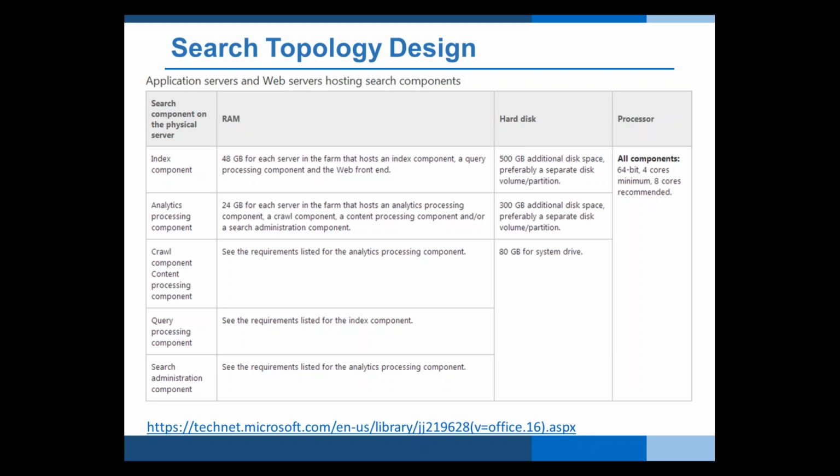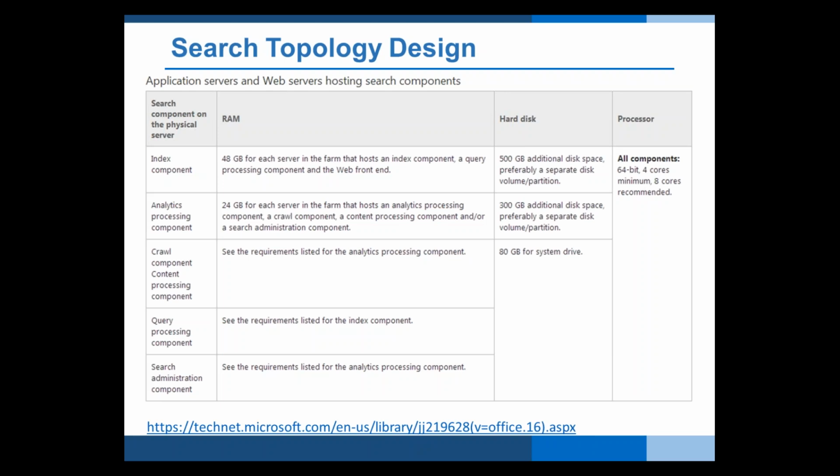Now, search does not come at you without cost. So number one, Microsoft has their recommendations, JJ219628 out on TechNet, for what we need on the server side. We need 48 gig of memory on each server in the farm that's the index component, query processing component, and working as that web front end. We need 24 gig of memory on each server that's the analytics processing component, crawl component, content processing component, or the search admin component.